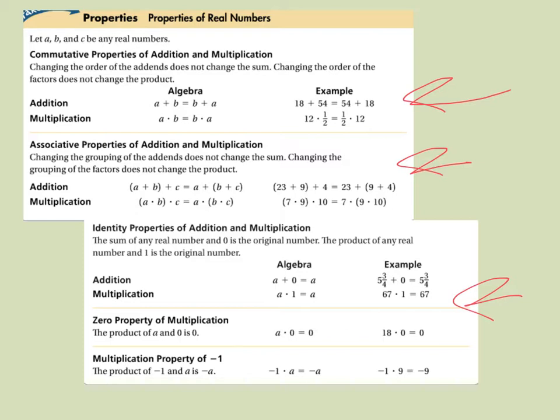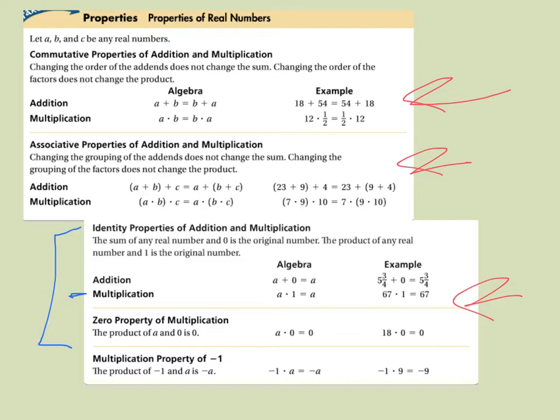Then we look below at the identity properties. The identity properties would be for addition, any number plus 0 is still going to be that number. For multiplication, any number times 1 is still going to be that number. Zero property of multiplication means any number times 0 will always be 0. And multiplication property of -1 is any number times -1 will give me the negative or opposite of that number.